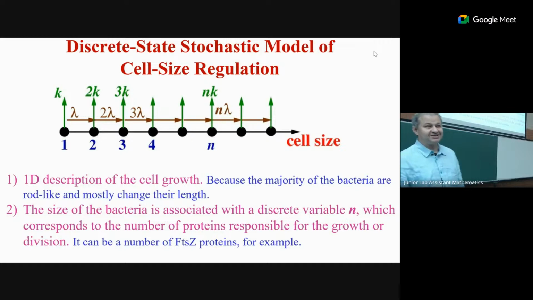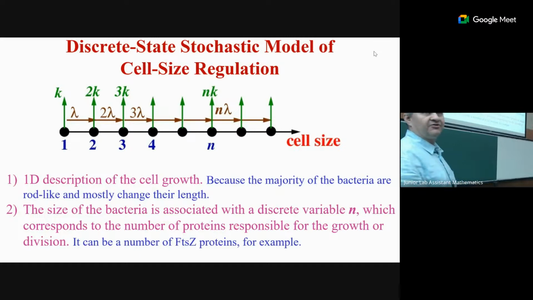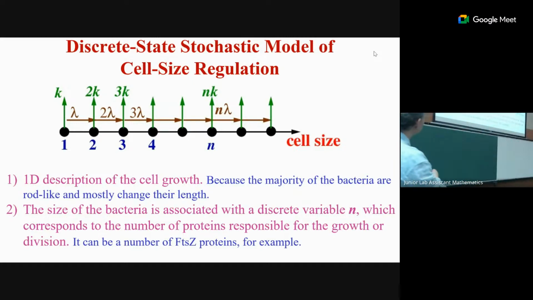And we do essentially a one-dimensional model. Why do we do a one-dimensional model? That's because bacteria effectively grow mostly along one dimension. It's a simple model you can do. You associate the size of the bacteria with some discrete variable, which might correspond, for example, to the number of proteins responsible for growth. In E. coli, a protein called FtsZ is known to be responsible for growth. So it's a discrete variable, but it might correspond to the number of proteins, and simultaneously this number of proteins correlates with the size. So this is, again, a discrete-state stochastic model.